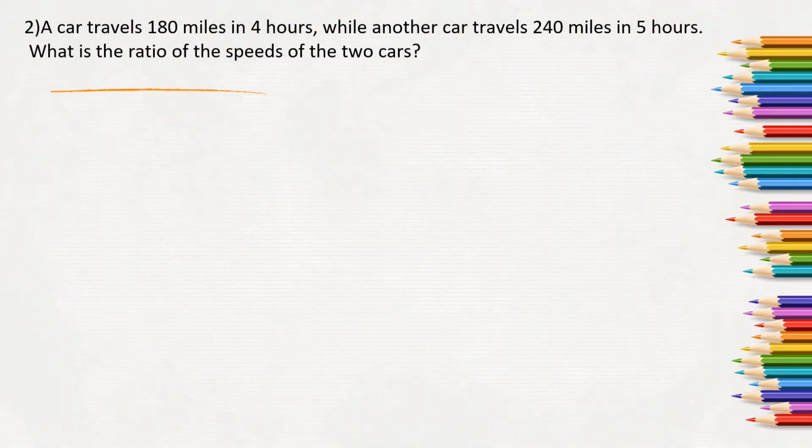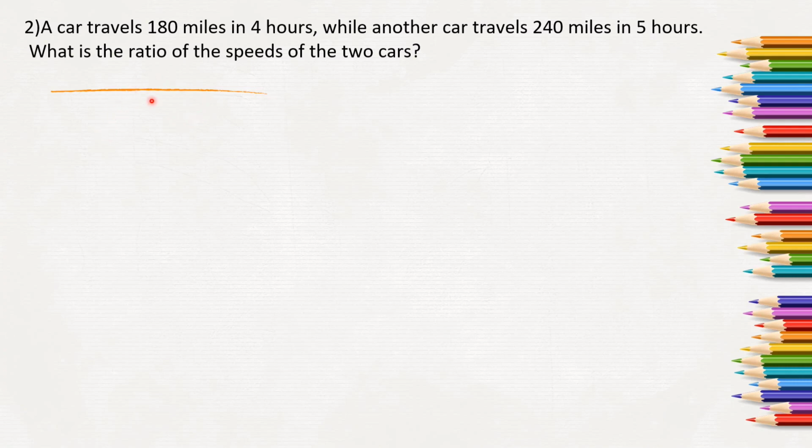Here is the next question. A car travels 180 miles in 4 hours while another car travels 240 miles in 5 hours. What is the ratio of the speeds of the two cars? First of all, to find out the ratio of the speeds of two cars, we have to use the formula, that is speed is equal to distance divided by time. Yes, we will have to first find out miles per hour, right?